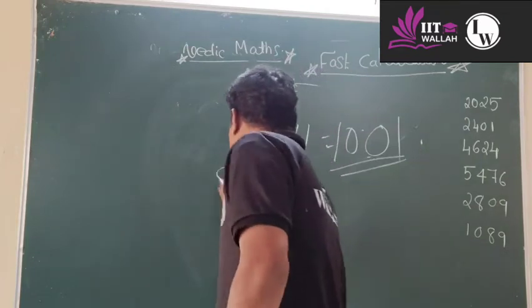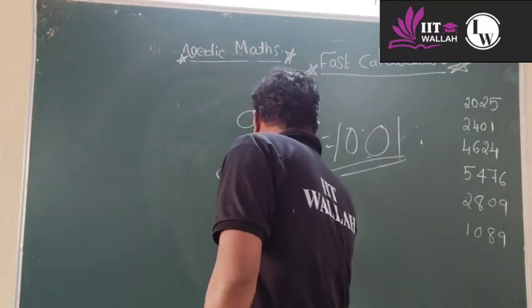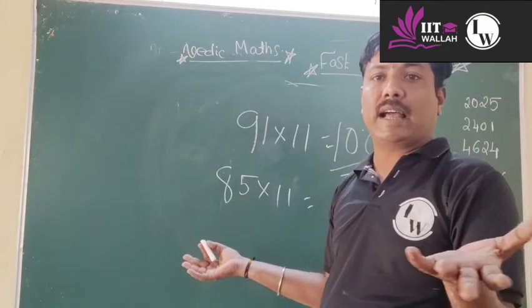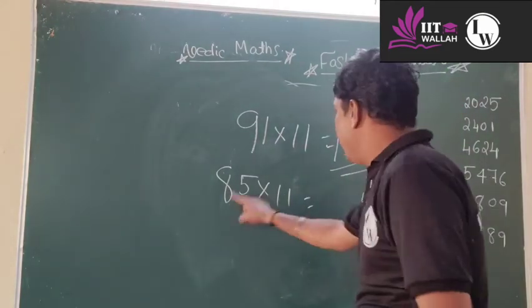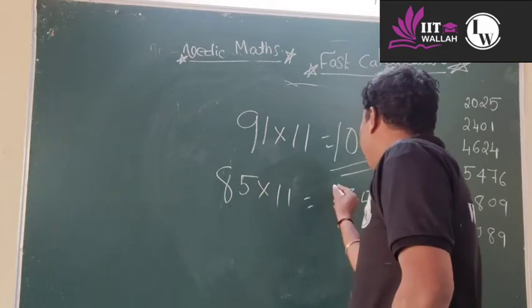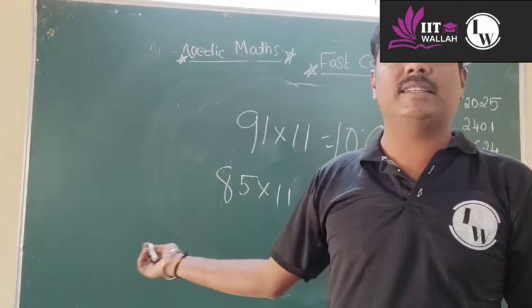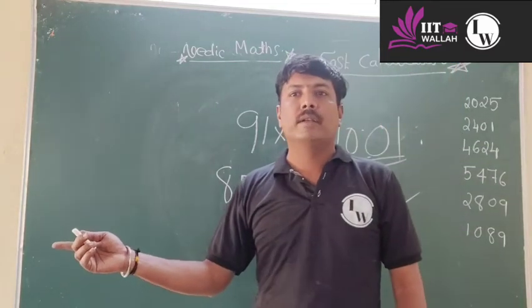85. So 85 into 11. See how much time I am taking. Within 1 or 2 seconds we can get the answer. So 5, then 8 plus 5 is 13, 1 carried, 935. 935 is the answer. You understood clearly, all of you?